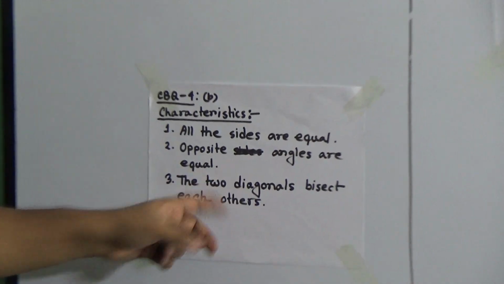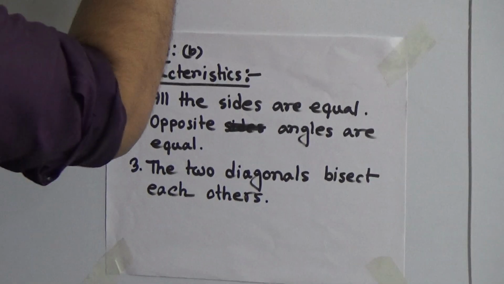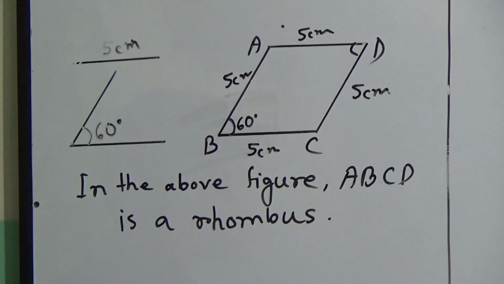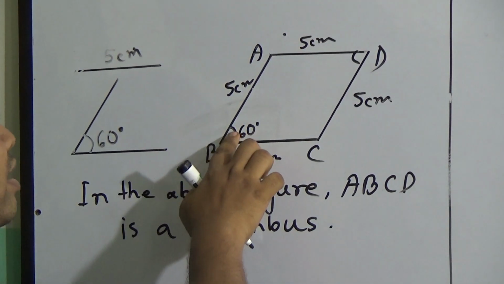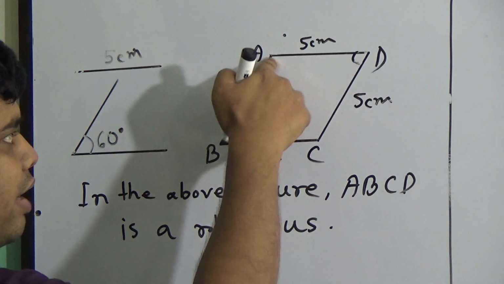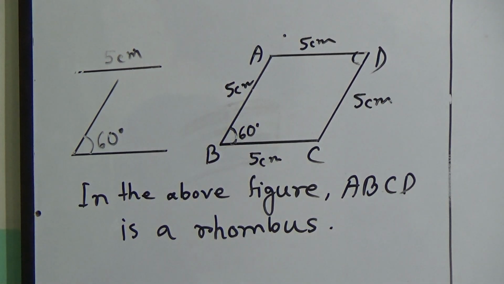Opposite angles are equal. That means this angle is B, whose measurement is 60 degree, and D must be 60 degree. I repeat, D must be 60 degree. So B equals D. On the other hand, A equals C. That means opposite angles are equal.